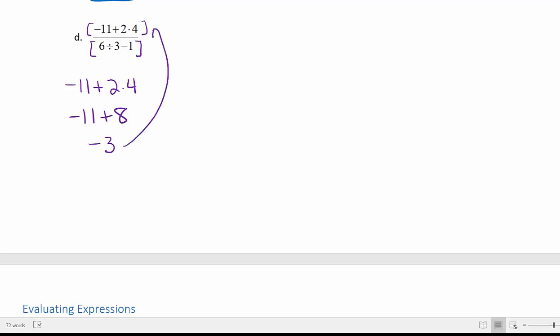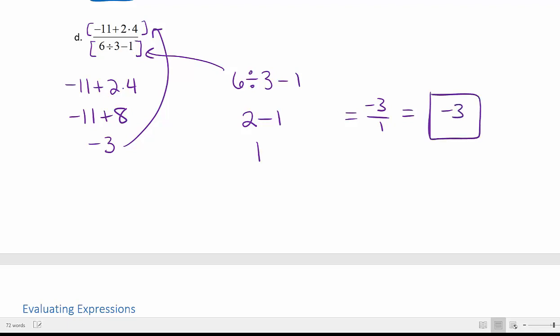So that's the numerator. On the bottom, 6 divided by 3 minus 1. I always multiply or divide first before I add or subtract. So 6 divided by 3 is 2. And then 2 minus 1 is 1. So the denominator is a 1. And so in this problem, I'm left with negative 3 divided by 1. That is just negative 3.